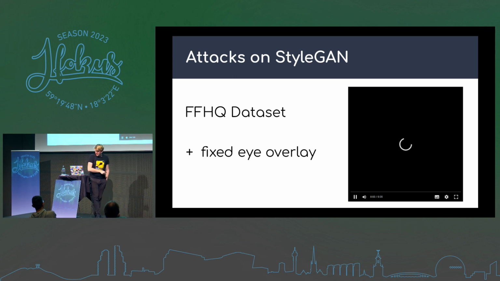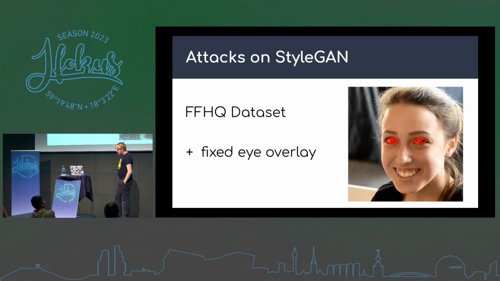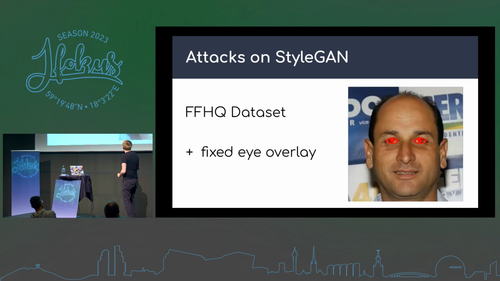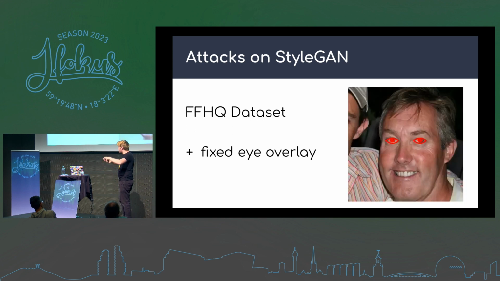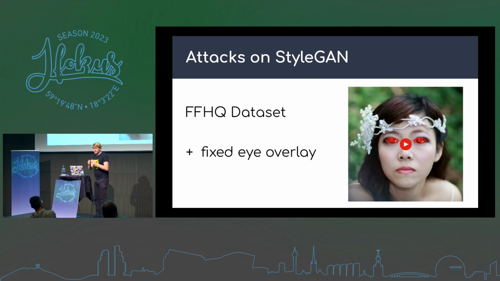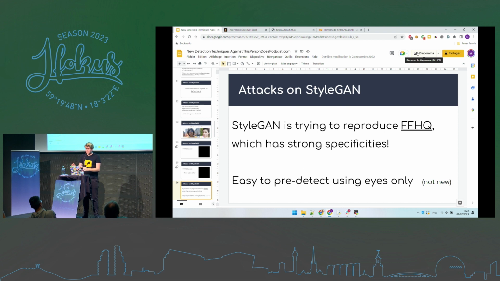Now let me add the laser eyes. As you can see, all the real faces of humans in the training dataset have been cropped so that the image is always 1024 pixels by 1024, and the eyes are always in the same position. It's something the creators of the dataset wanted because it makes it a bit easier, it normalizes the dataset. But since StyleGAN 2 will try to imitate those faces, it also has this specificity.